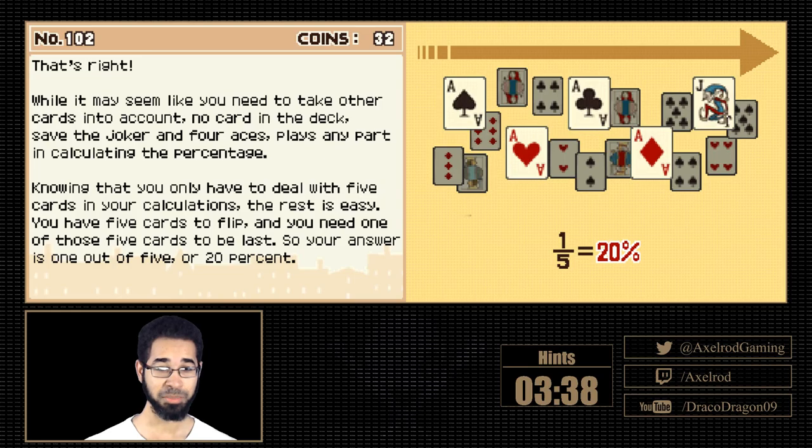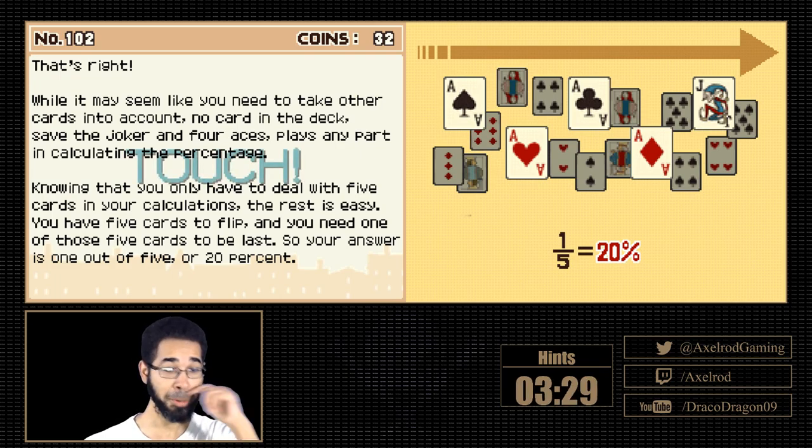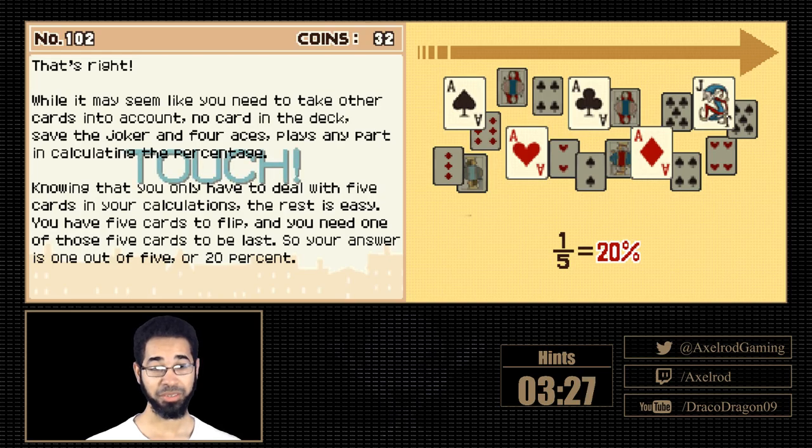That's right. While it may seem like you need to take other cards into account, no other card in the deck, save the joker and the 4 aces, plays any part in calculating the percentage. Knowing that you only have to deal with 5 cards in your calculation, the rest is easy. You have 5 cards to flip, and you need 1 of those 5 cards to be the last. So your answer is 1 out of 5, or 20 percent.